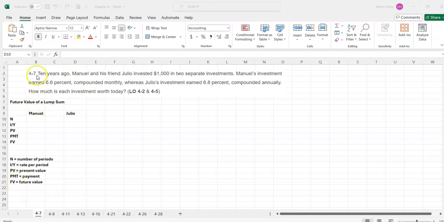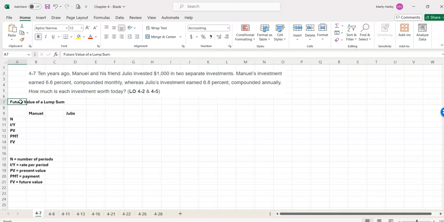Okay, this is problem 7 from chapter 4 of CFIN7. Chapter 4 is the time value of money. It's an important chapter because we'll use the time value of money throughout the rest of the semester. This is a future value of a lump sum problem.